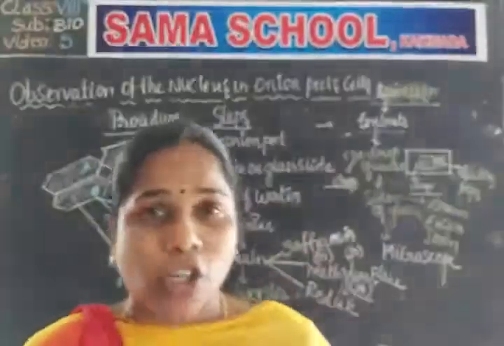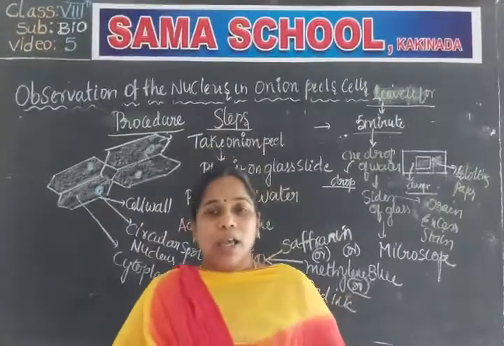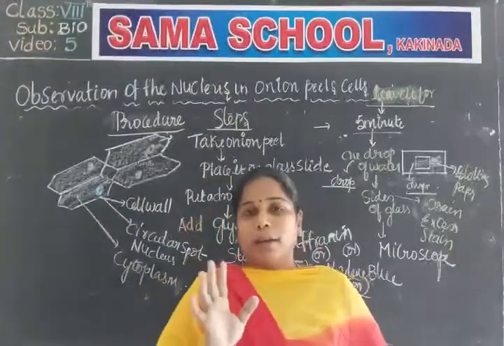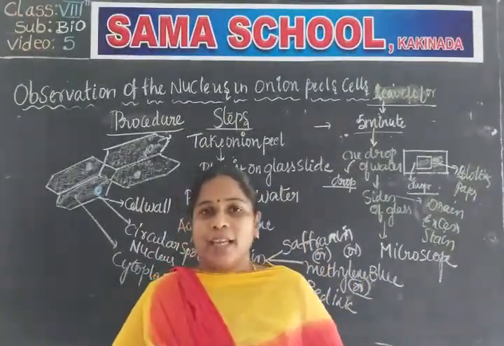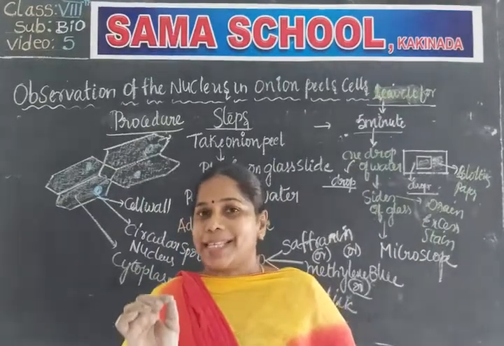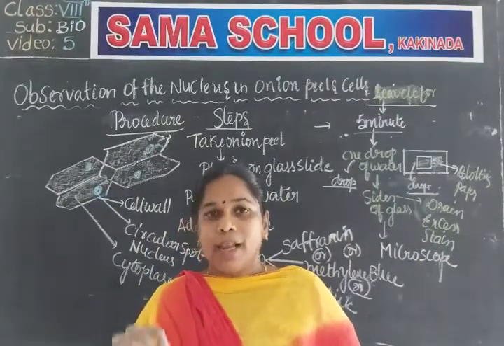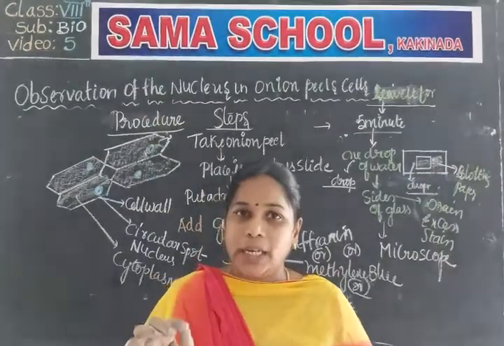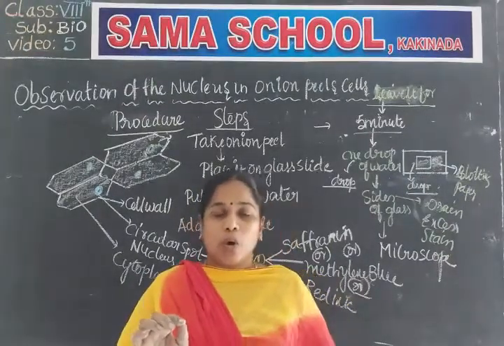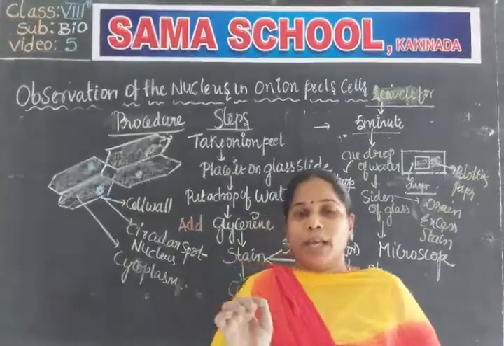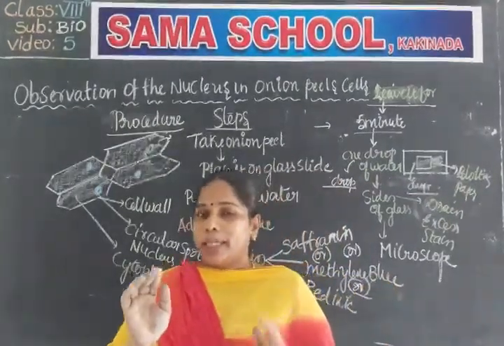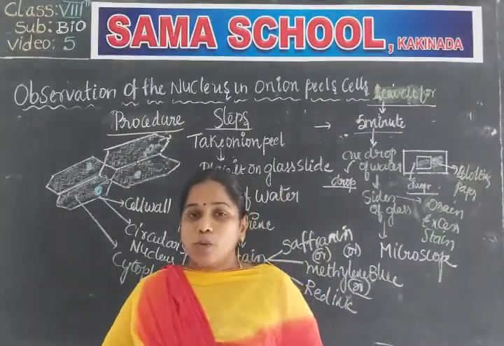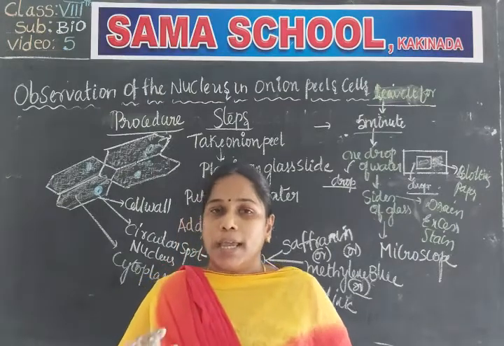So what precautions can we take? We have to be very careful while adding the stain. You should not add excessive stain. Understand? While drying also, you have to place the blotting paper carefully. So I hope everyone understood the experiment, the activity, how to observe the nucleus in an onion peel cell.